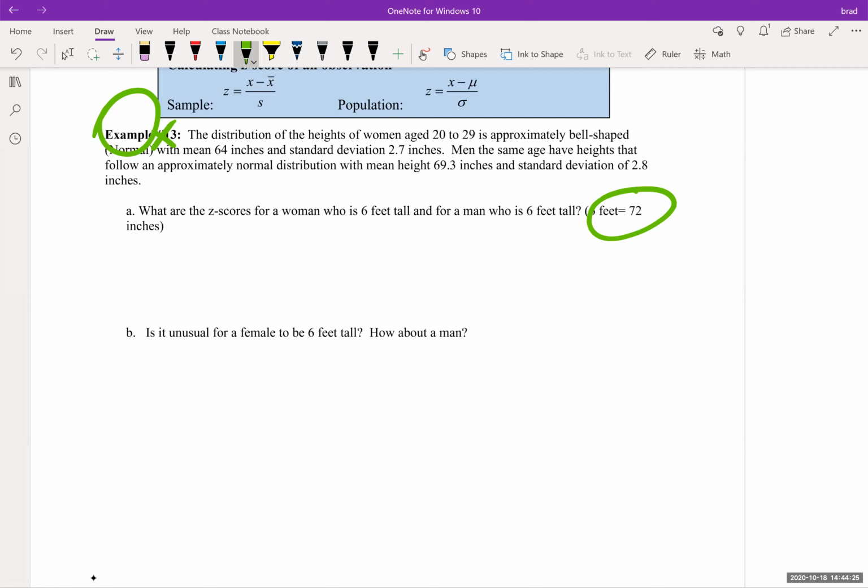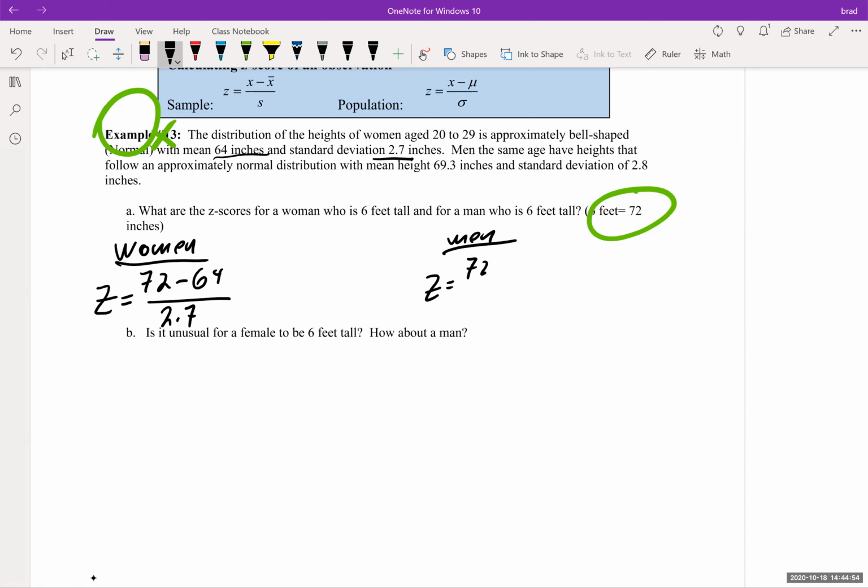What we're going to do is find the woman's z-score. So z equals, for a woman who is 6 feet tall, 72 minus the mean. What is the mean for women? Women have 64 inches, so 64, divided by a standard deviation of 2.7. Now let's do it for men. For a 6 foot tall man, 72 inches minus the mean height for men, 69.3, divided by the standard deviation, which is 2.8.